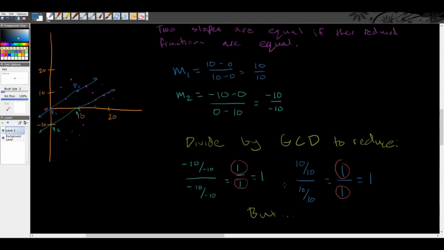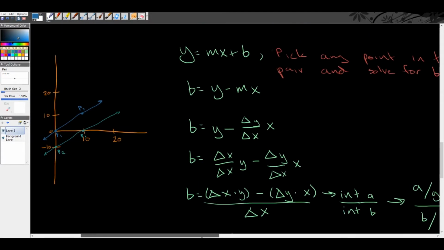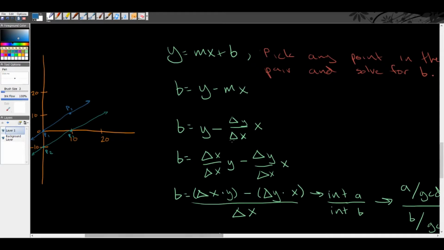But we still need to consider the b-intercept, right? Because these two lines are parallel. They do, in fact, have the same slope, but they don't have the same b-intercept, so they're not the same line. So we can solve for b, and basically we pick any point in the pair on the line that we're trying to determine, and that will give us a y and an x. And from there we can use the m that we computed previously. So we can solve for b in an exact form as well.